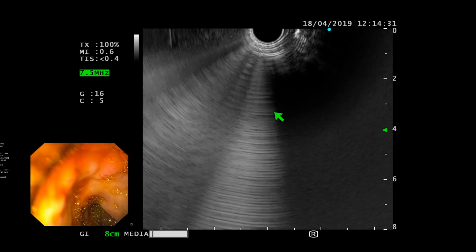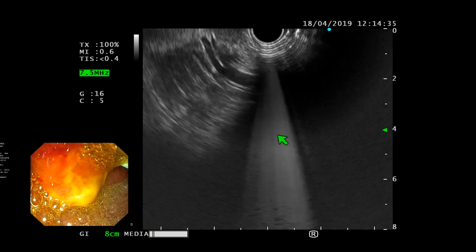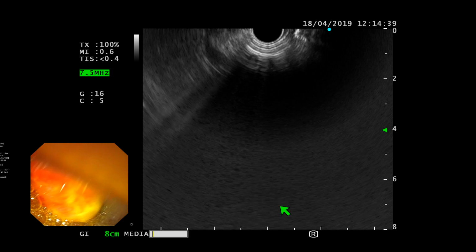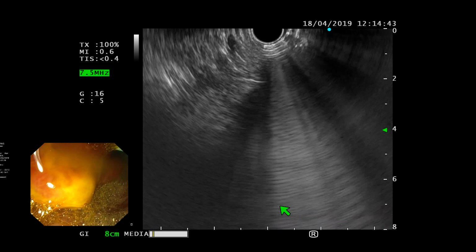I want to see it in a second, because it was bleeding quite a lot just by touching it. There's growth from the triangle. You see, there is the stent. This is all tumor.